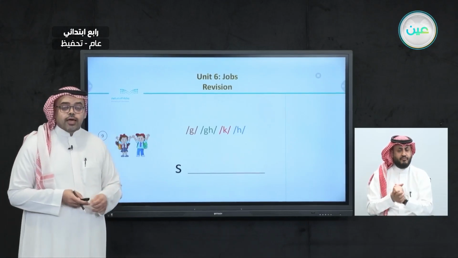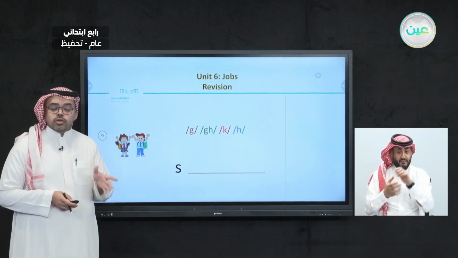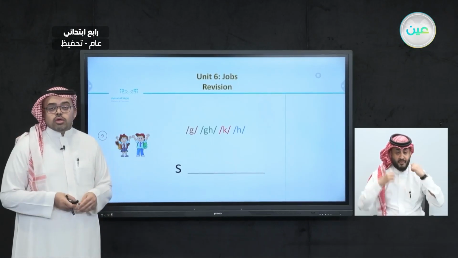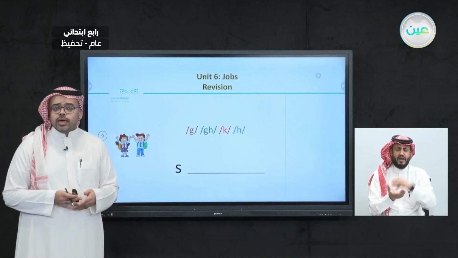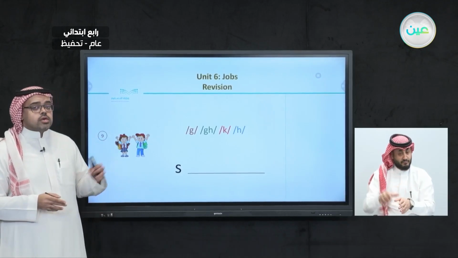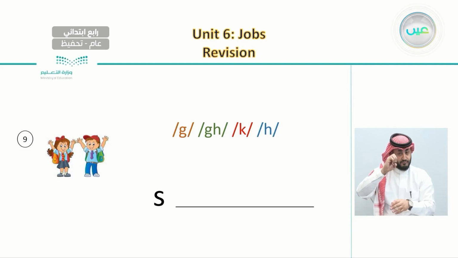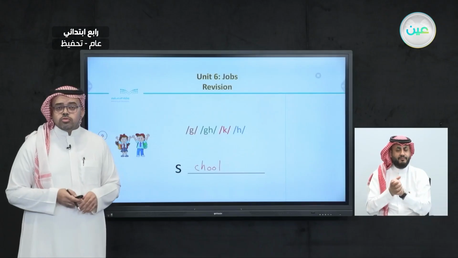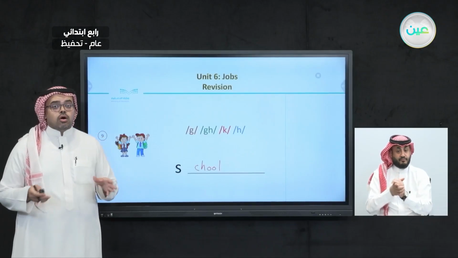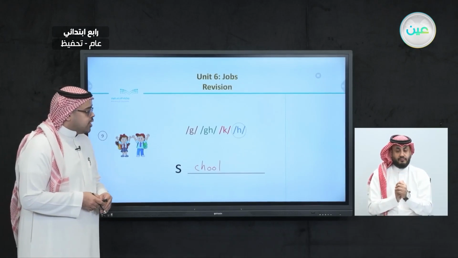What did we say last time? By having a look at this picture with a brother and his sister who are wearing a bag on their back, they seem to be going to a place. What do we call that place? We said last time, of course, they are going to school. They are going to school. Let's repeat this word with me. School. School. So the word school has one silent letter. What do you think that silent letter is? Of course, it is letter H.